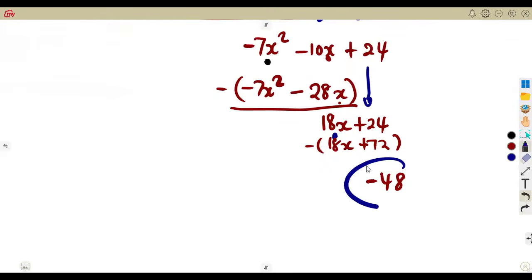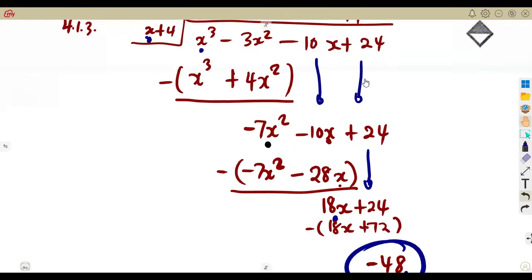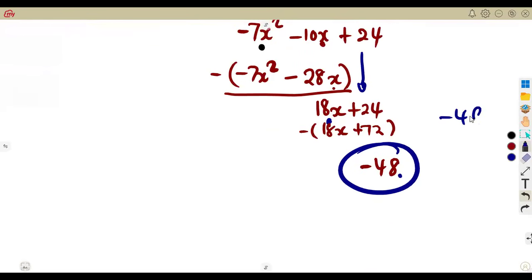As we can see, we do not have x. So you cannot divide this minus 48 by x; it's going to be something like minus 48 over x. It's not going to work. We cannot divide. So what does it mean? This term is now our remainder.